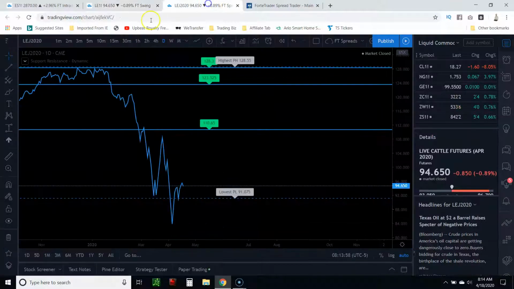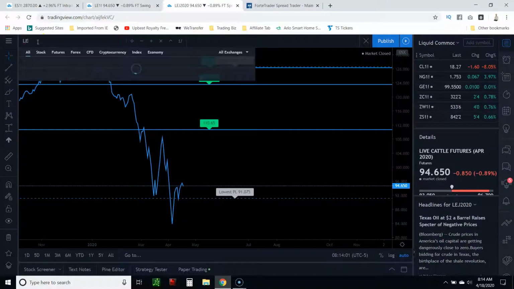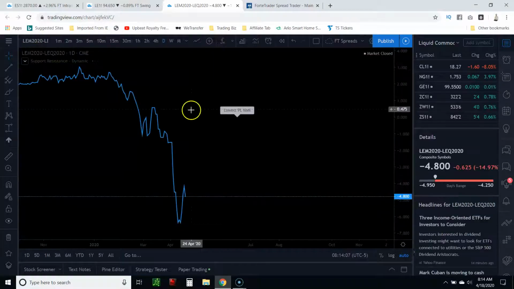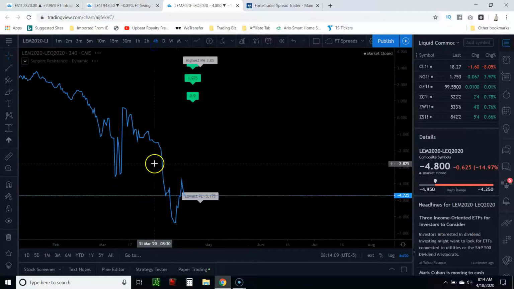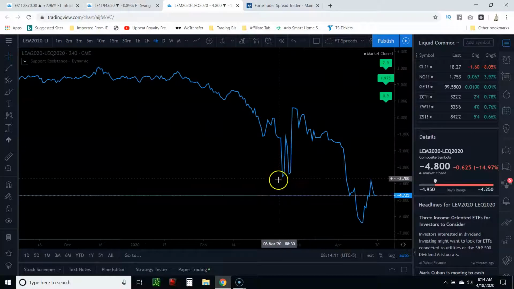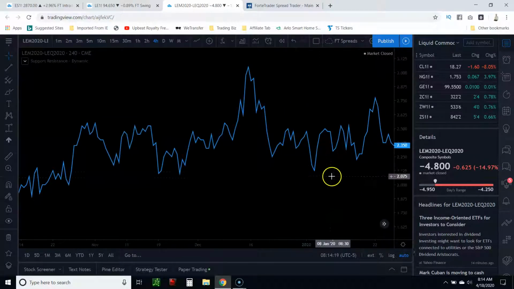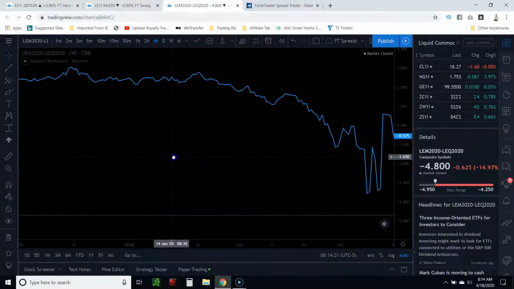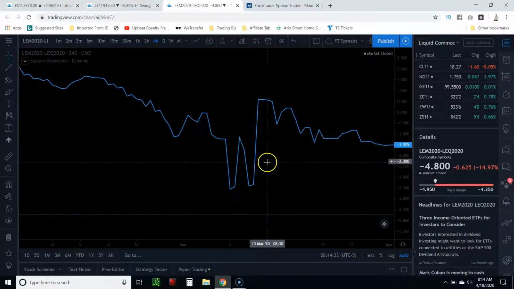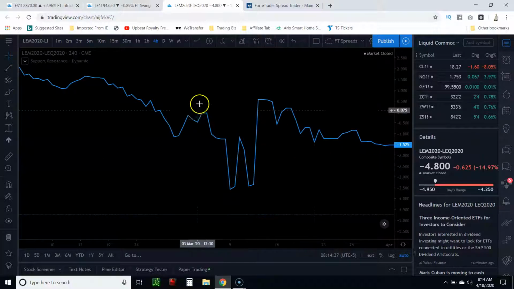M versus Q. Okay. LEM 2020 minus LEQ 2020. There's a spread. Let's go down to 4 hours so it looks like it. Look, guys, we're recording this during this COVID time frame. On top of cattle being so thin in liquidity, it's been erratic. Even I lost some money. This was one of my last cattle trades during this time.